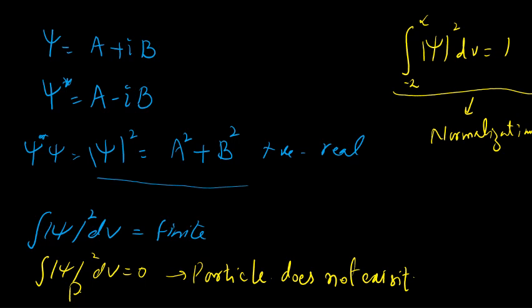So for a wave function to represent the position of the particle, besides being normalized, there are certain conditions which must be fulfilled. Number one, in order to represent the state of the particle, psi must be continuous. And this is another condition, it must be single valued.